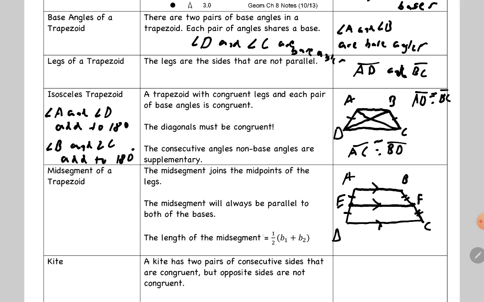And the length of the mid-segment is equal to this formula here. You add the bases together and then take half. So for example, if this was 6 and this was 8, then the mid-segment would be 6 plus 8, and then we take half, which is 1/2 of 14, so 7. So this length would be 7.